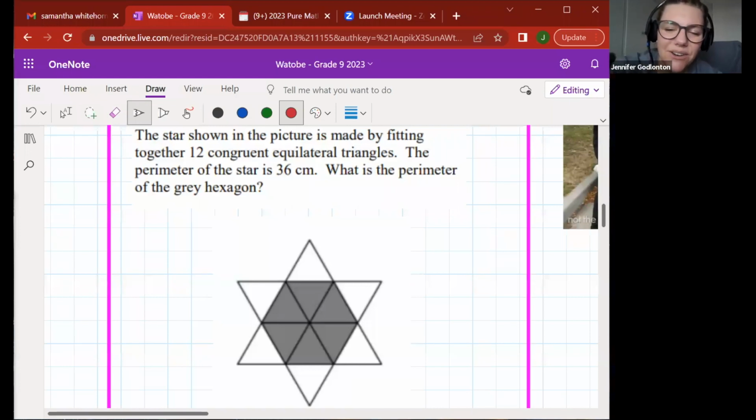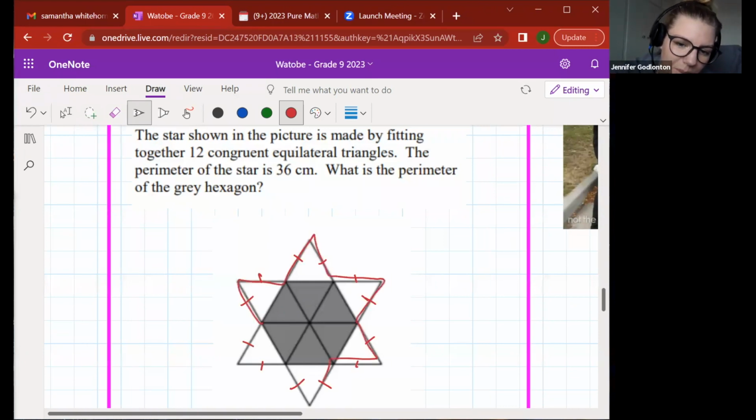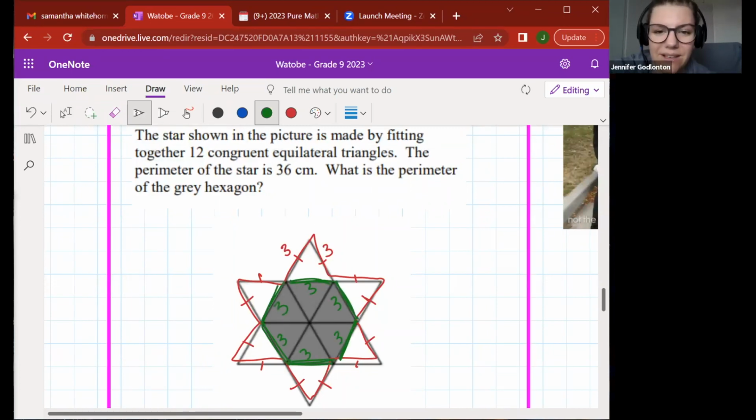So guys, because they're equilateral, it means all of these are the same length as each other. All of them have the same length. And so if the perimeter, because the perimeter would be the outside of the shape, is 36 centimeters, we would say 36 divided by 12, which gives us 3. So that means that each one of these sides is 3. And the perimeter of my hexagon is 1, 2, 3, 4, 5, 6 sides, and each of those is 3, which means that the perimeter of my hexagon would be 18 centimeters. So well done to those of you who got it.